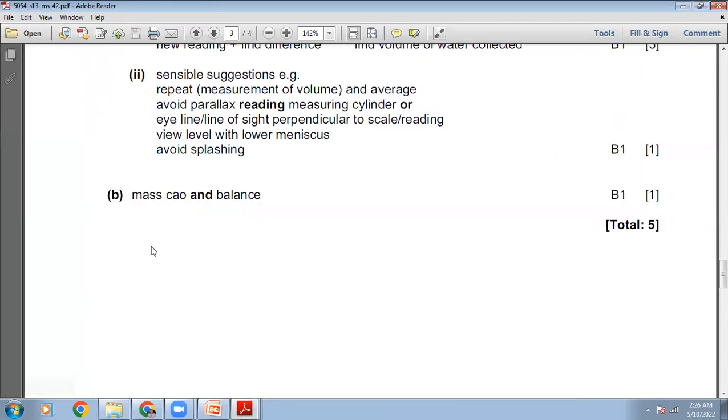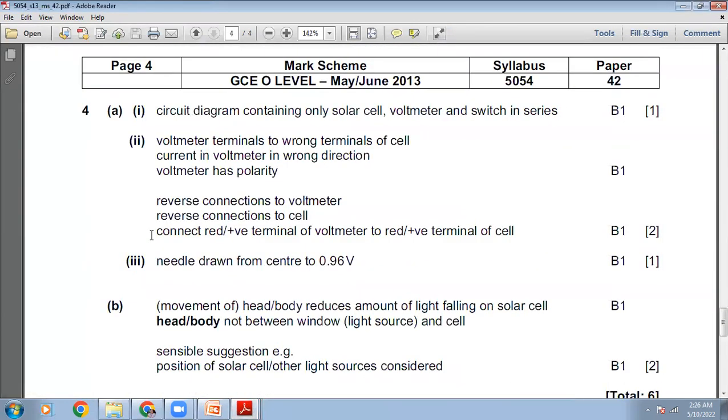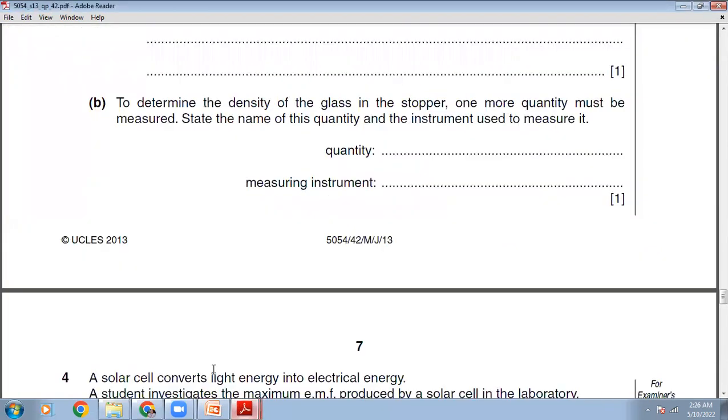So let's have a look at the marking scheme. It says mass, balance. Okay. Now we are going to the next question.